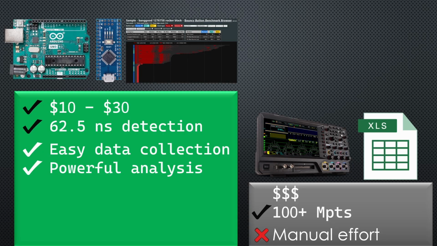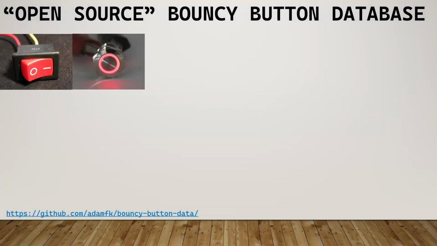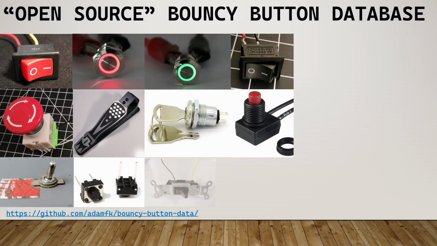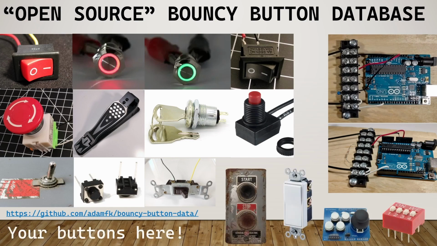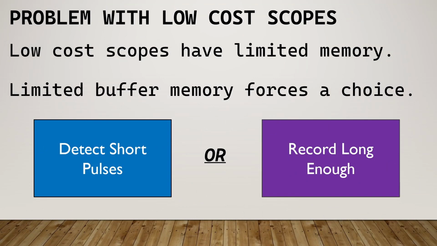I hope the demo showed the main value of the project, even in comparison with more expensive scopes. Easy data collection and powerful analysis. I should also mention that there's a companion GitHub repo where I, and hopefully others, upload their button tests and experiments. But what if you are a hobbyist with a lower cost oscilloscope?